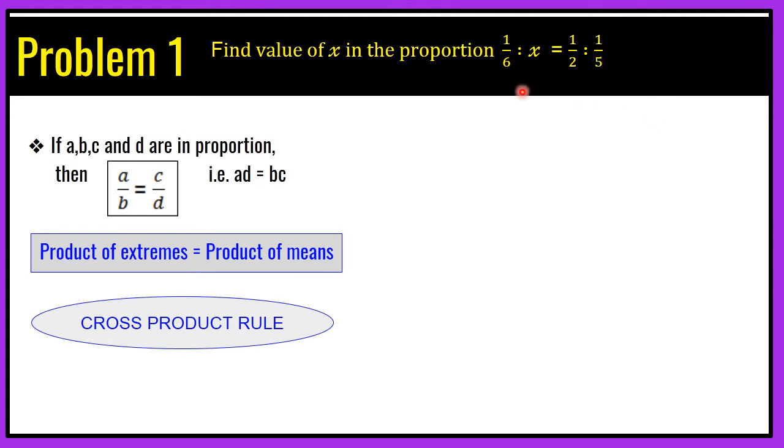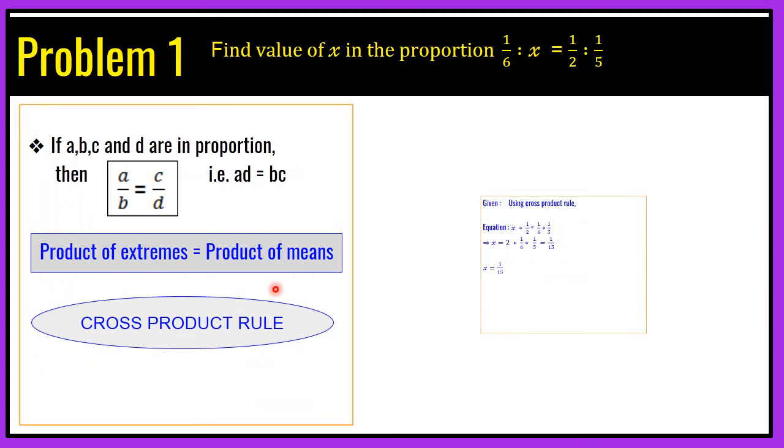Here the question is given, find the value of x in the proportion, and we know when four quantities a, b, c, d are in proportion, then it is like a by b is equal to c by d, or we can simply do it like ad is equal to bc. This has been clearly explained in the last video related to proportion. Please go through it. Product of extremes is equal to product of means. This is the cross product rule. We have done it all. So let's see the solution for this problem.